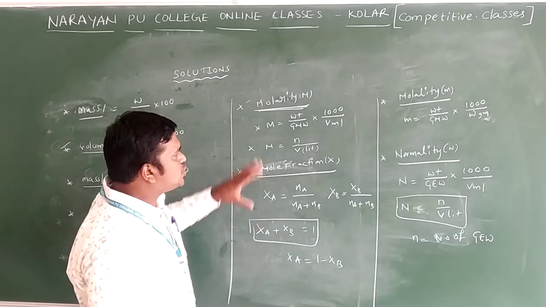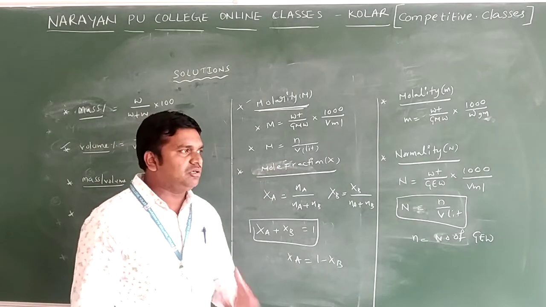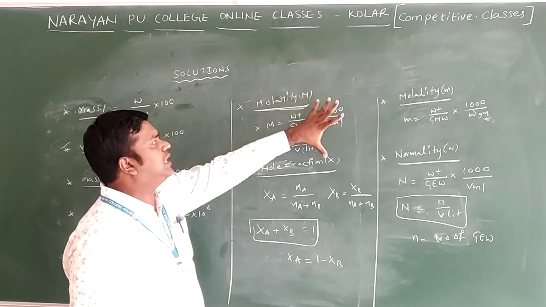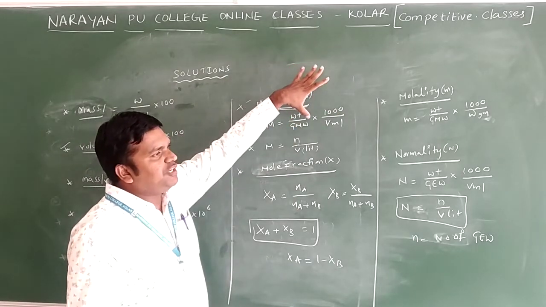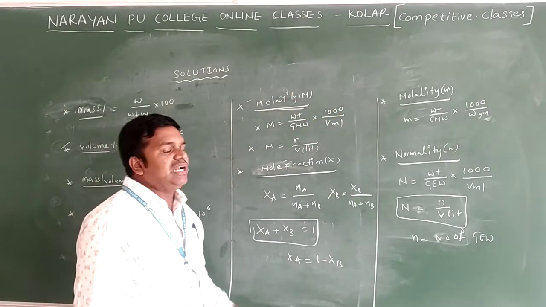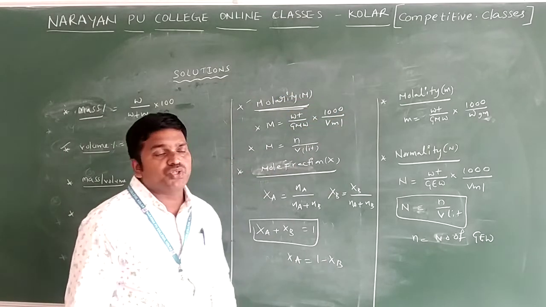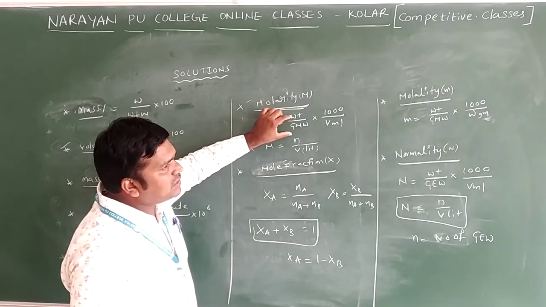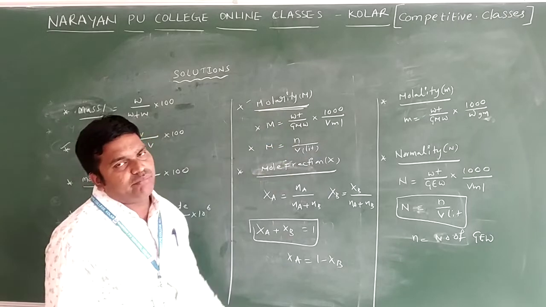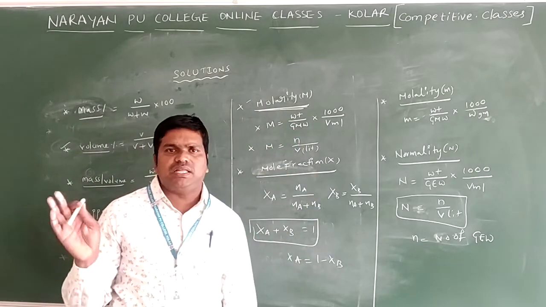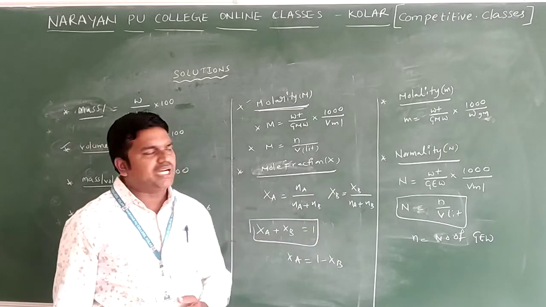Sometimes we have to use these two formulas to do the calculations related to molarity. Very simple formulas. Molarity M is equal to weight by gram molecular weight into 1000 by volume in ml, or molarity M is equal to number of moles of the solute by volume in liter. So weight by gram molecular weight is the formula for the number of moles. Already we discussed some dilution formulas in the solution chapter.